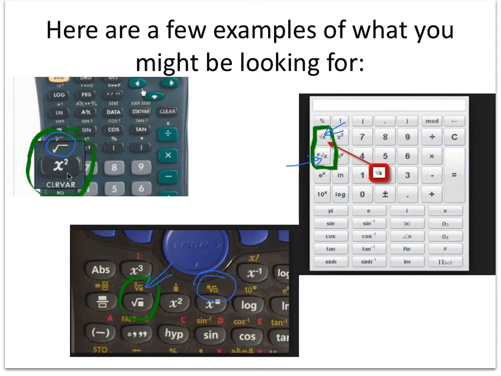Now I don't know what your calculator looks like. It may not look like any one of these three, but again, you can Google yours, or maybe you already know what it looks like. So make sure you find the root key on your calculator. It will come in very, very handy as you work with roots and radicals.